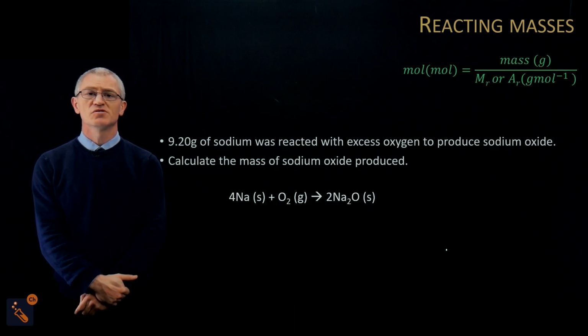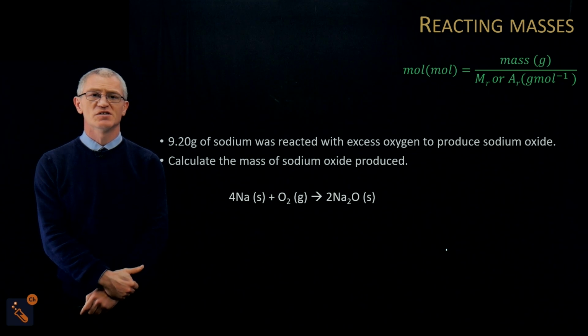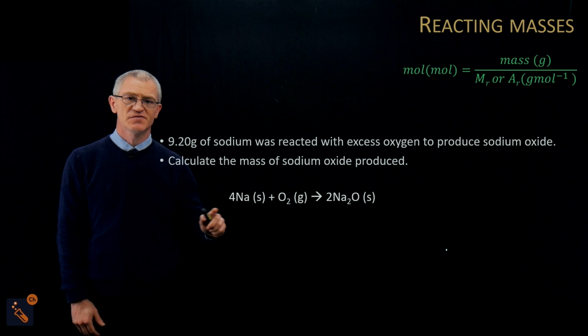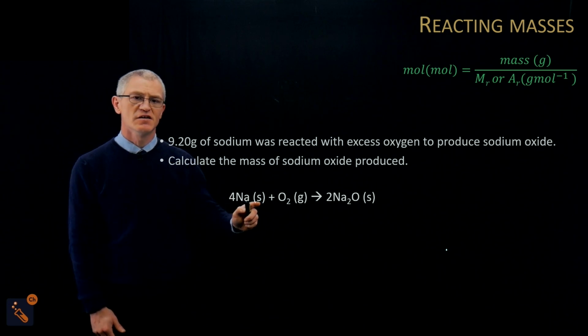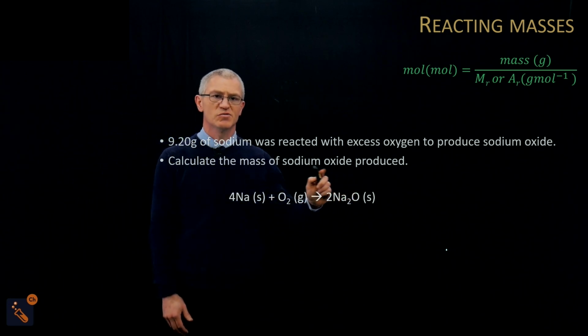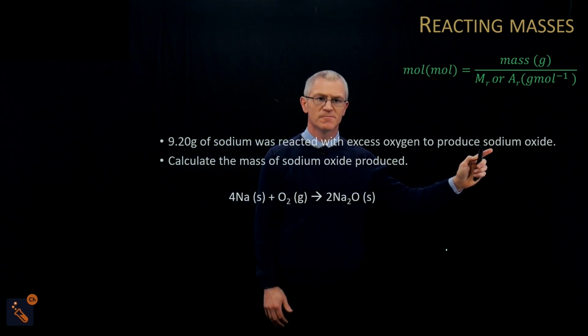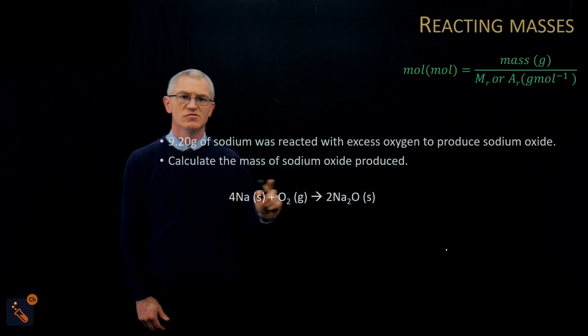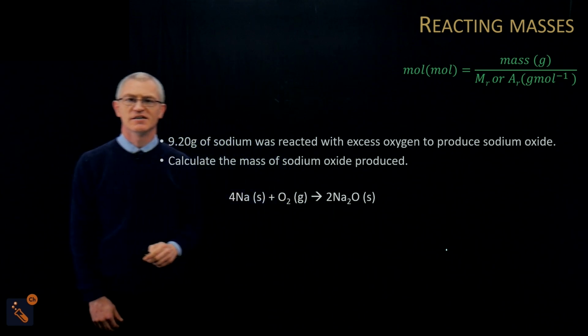Our next example talks about sodium reacting with oxygen to make sodium oxide. Now you can see from the balanced equation there is a different type of balancing. There's 4 here and there is 2 here. So our product that we want to work out is sodium oxide, and there's a 4:2 ratio, which is a 2:1 ratio instead.